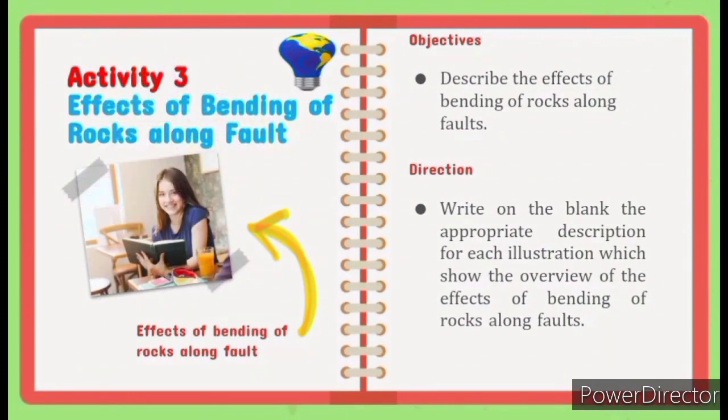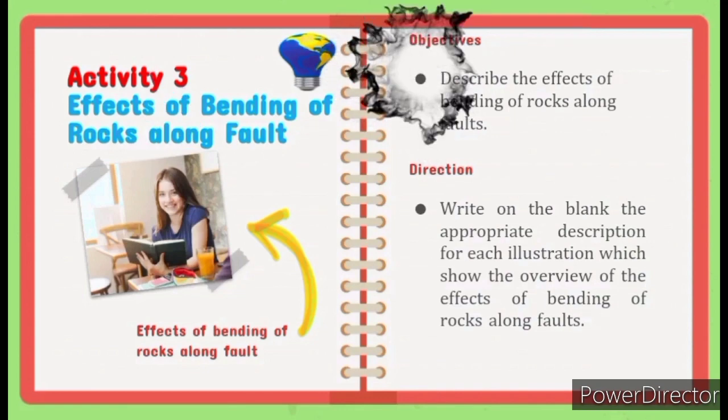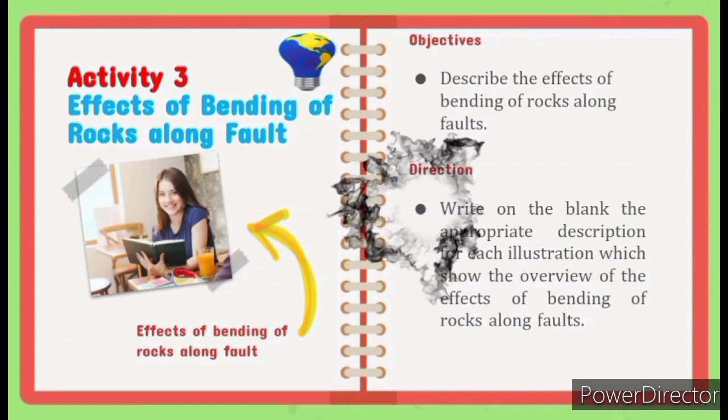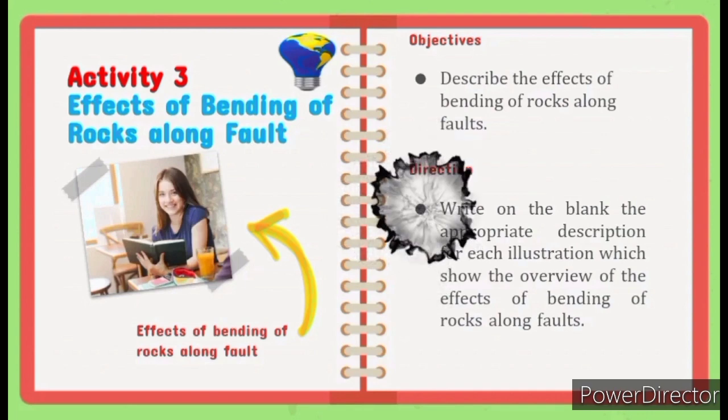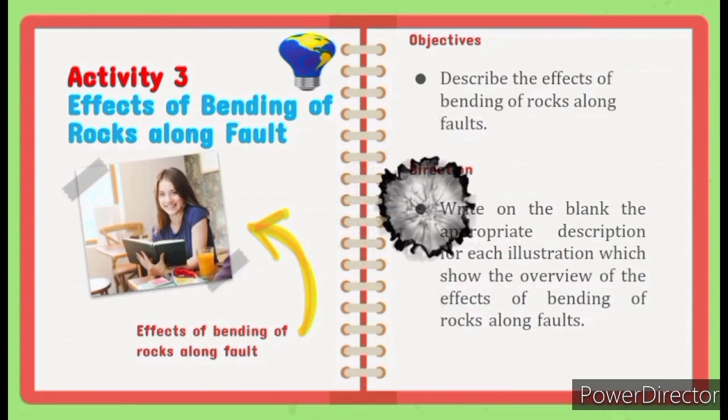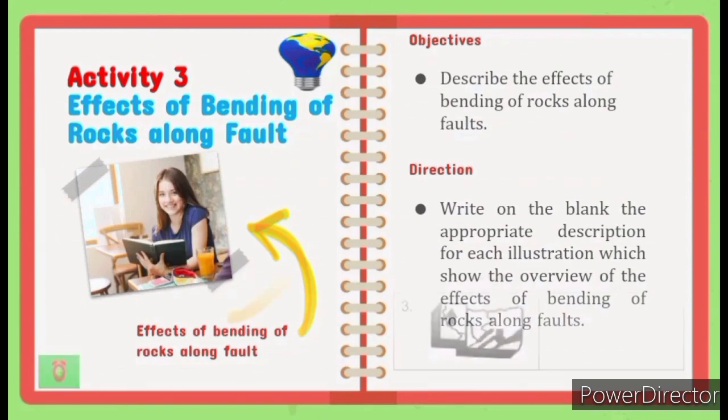Activity number 3. Effects of bending of cracks along faults. Objective: describe the effects of bending of cracks along faults. Direction: write on the blank the appropriate description for each illustration, which shows the overview of the effects of bending of cracks along faults. I will give you 10 seconds again to answer these questions. Time starts now.